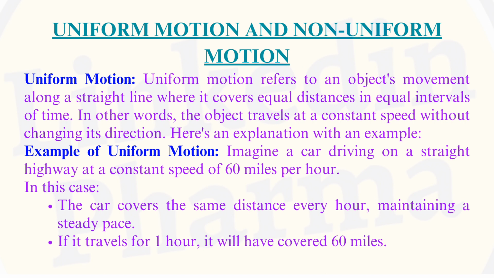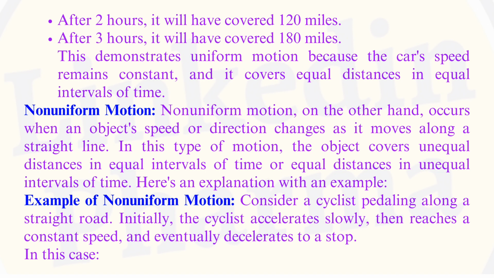Example of uniform motion. Imagine a car driving on a straight highway at a constant speed of 60 miles per hour. In this case, the car covers the same distance every hour, maintaining a steady pace. If it travels for 1 hour, it will have covered 60 miles. After 2 hours, it will have covered 120 miles. After 3 hours, it will have covered 180 miles. This demonstrates uniform motion because the car's speed remains constant, and it covers equal distances in equal intervals of time.